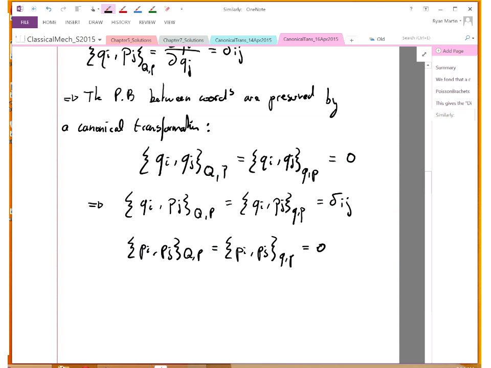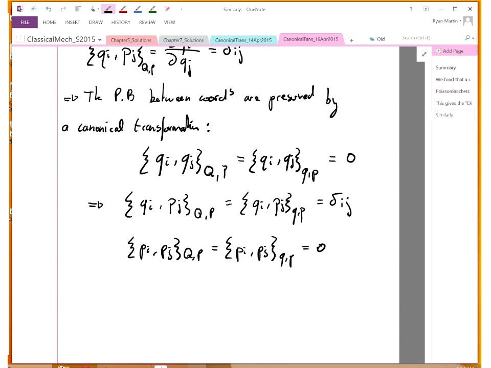So it turns out you don't need to put the little indices at the bottom of the Poisson bracket. At least we've shown it between Poisson brackets of the coordinates. It doesn't depend in which coordinate system you evaluate the Poisson brackets. So you don't need to keep writing those indices.